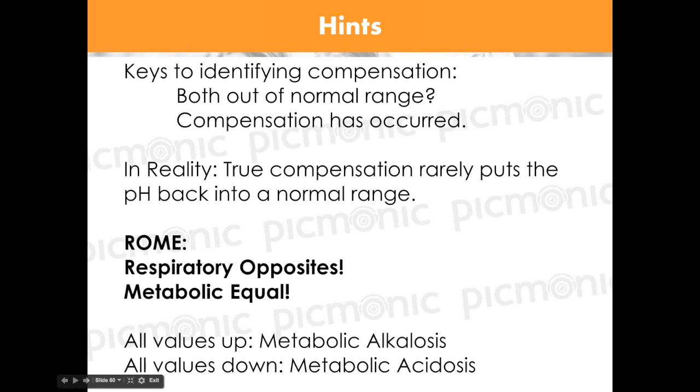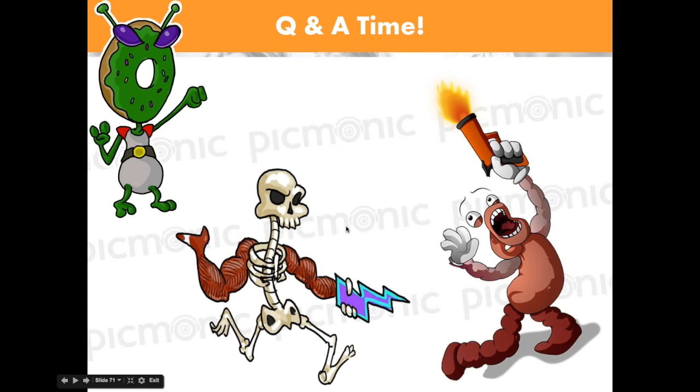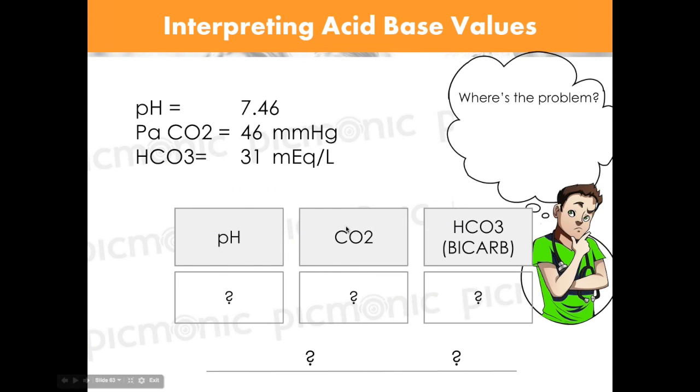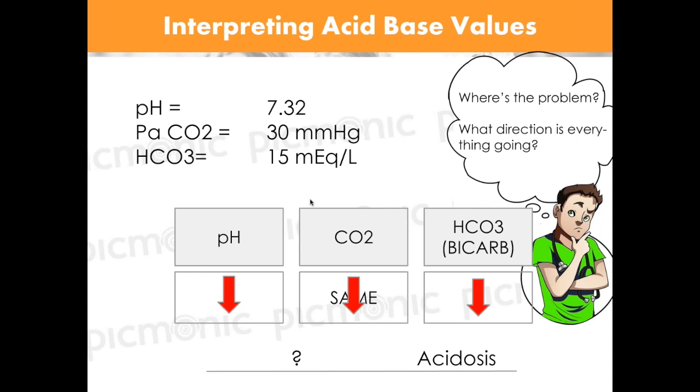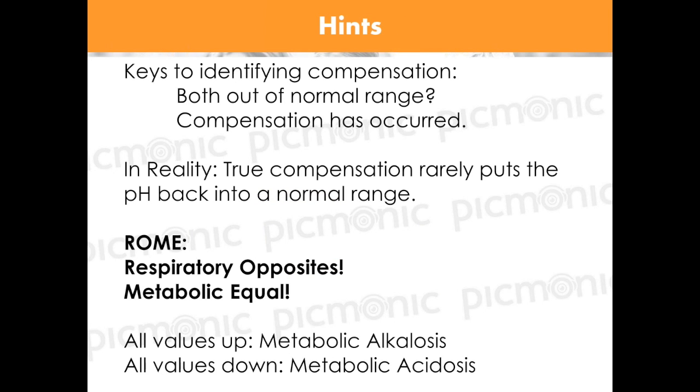And I want you to remember what we went over: ROME. Respiratory opposite, direction, pH and CO2. Metabolic, everything usually goes in an equal direction. Oh, hold on, I definitely skipped lots of slides here. Let me just get back. Definitely not expecting that. Too many swipes on the keyboard. So, respiratory opposites, metabolic type problems are equal, all in the same direction.